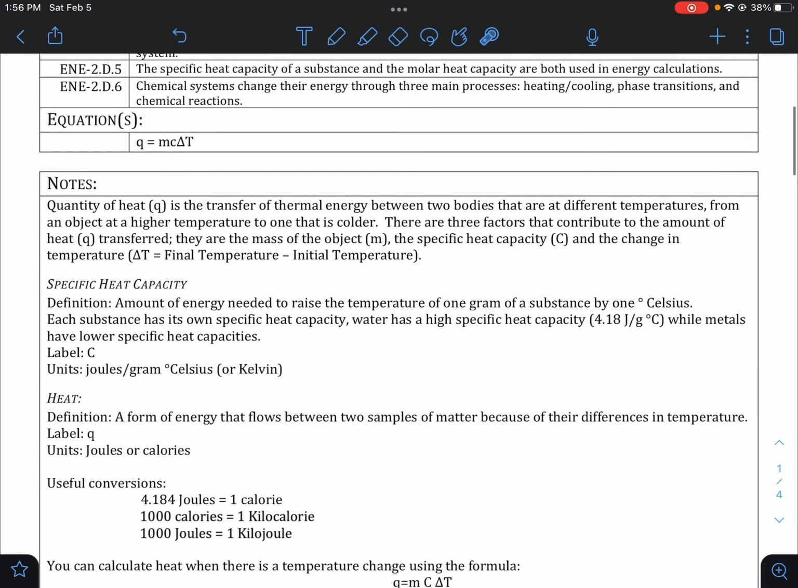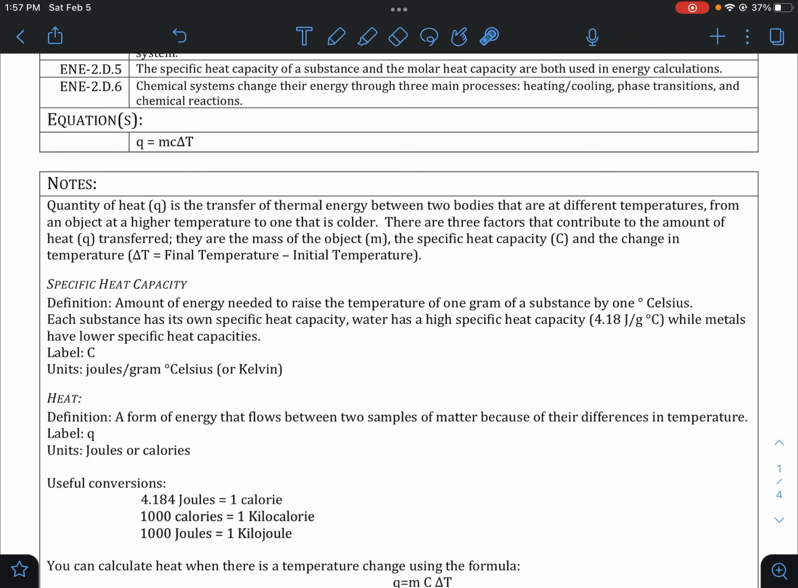Now, we've talked about this concept of heat, and heat being the transfer of energy. Again, we talked about it in the last unit, from hot to cold things. There are really three factors that contribute to that transfer of heat: the mass of the object, this thing called the specific heat capacity, and the change in temperature. We've said a lot that heat and temperature are very similar, but there are differences, and we're going to look at what those differences are.